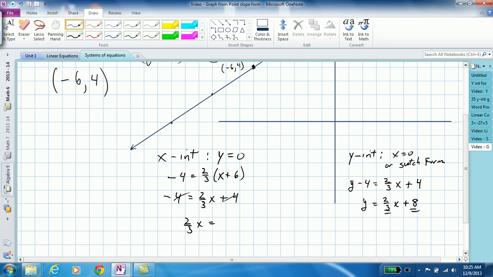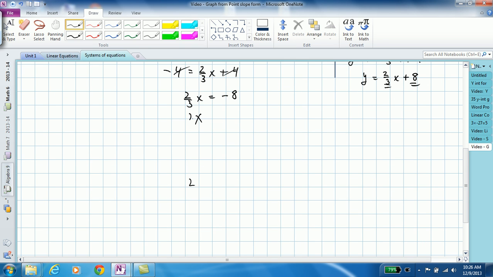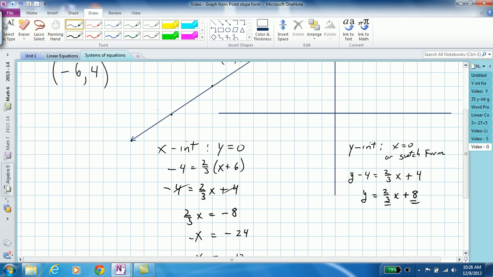Sorry, that was a -4. That was going to be trouble. 2/3 of x equals -8. So 2x, let's take this one step at a time. 2x equals -24. Multiply both sides by 3. Then divide by 2. x equals -12. So the x-intercept is -12.